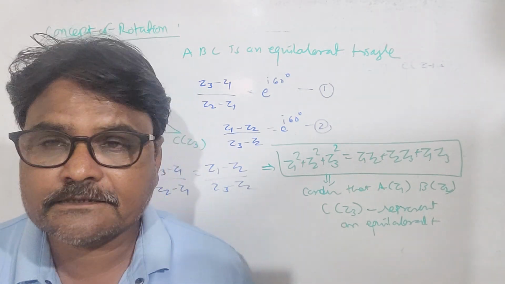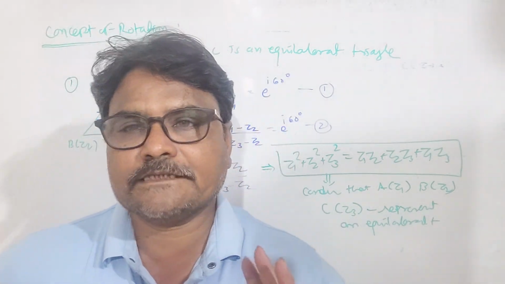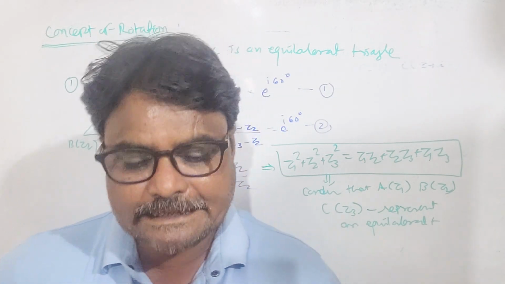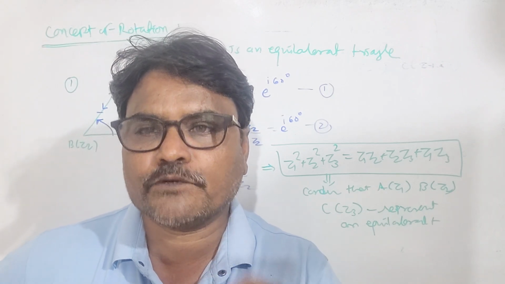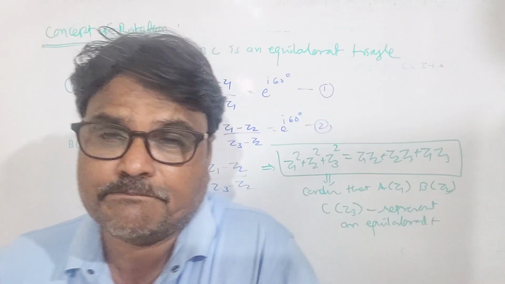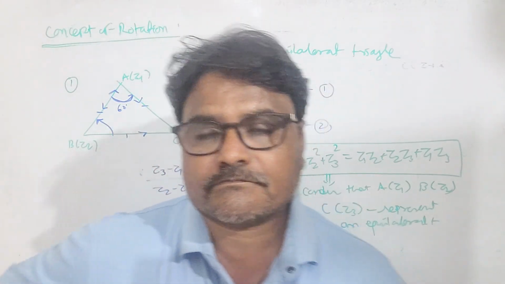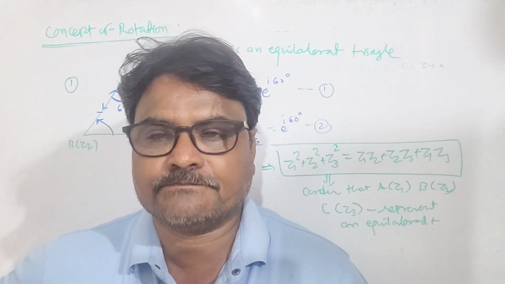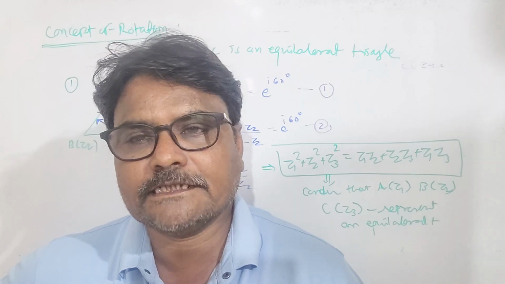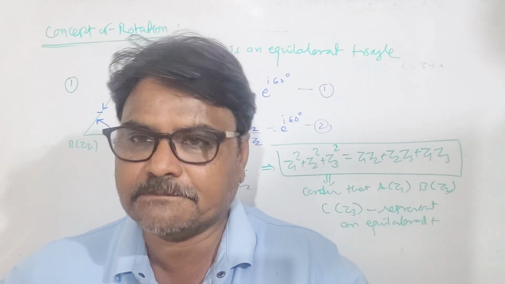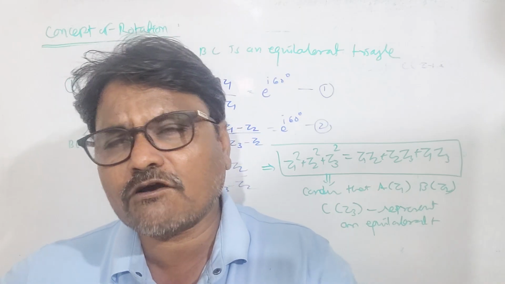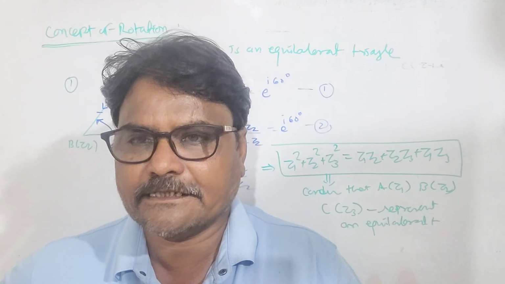We have understood the rotation of complex number properly. That is, e to the power iota theta is the main factor to rotate any complex number. If we multiply the complex number z by e to the power iota theta, that means the complex number z is rotated by theta degree anti-clockwise if theta is positive, and clockwise if theta is negative. Got it?